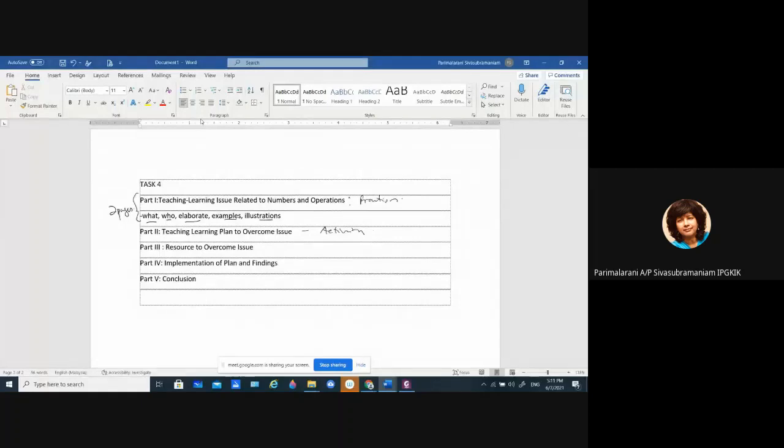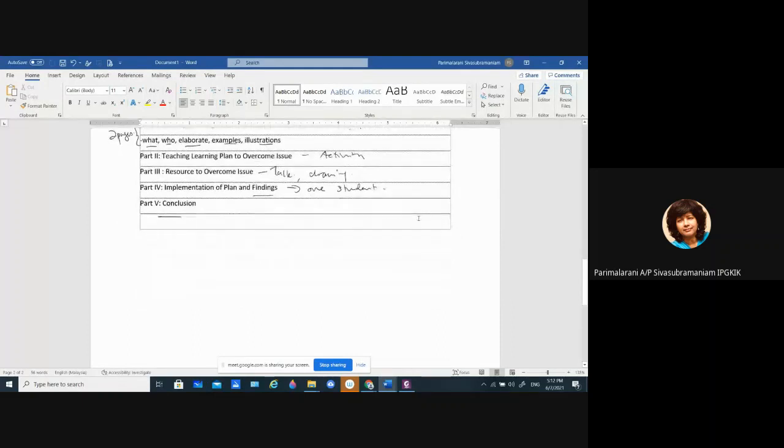Part 3 is resources to overcome the issue. Talk about your resource. Give drawings and illustrations of your resource, or attach your resource there. And then in part 4, how you implement the plan and findings. That means give it to one student, ask the student to do it, take some photographs, attach photographs, proof that you actually implemented it. Put a lot of photographs and then tell what happened, just the findings, one short paragraph, so enough already. Findings. Okay, conclusion, finished.